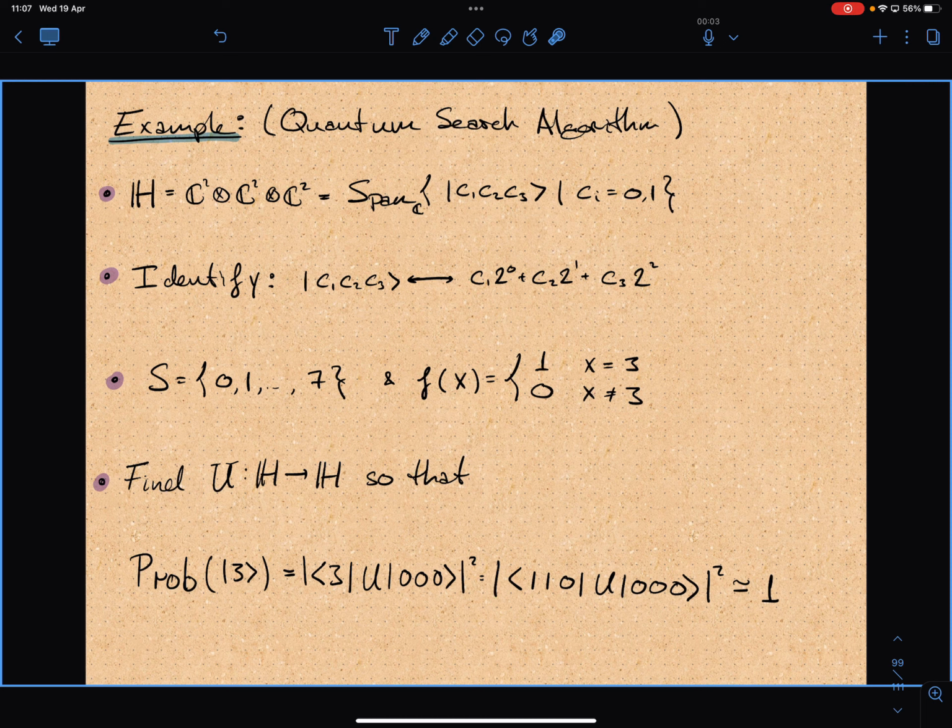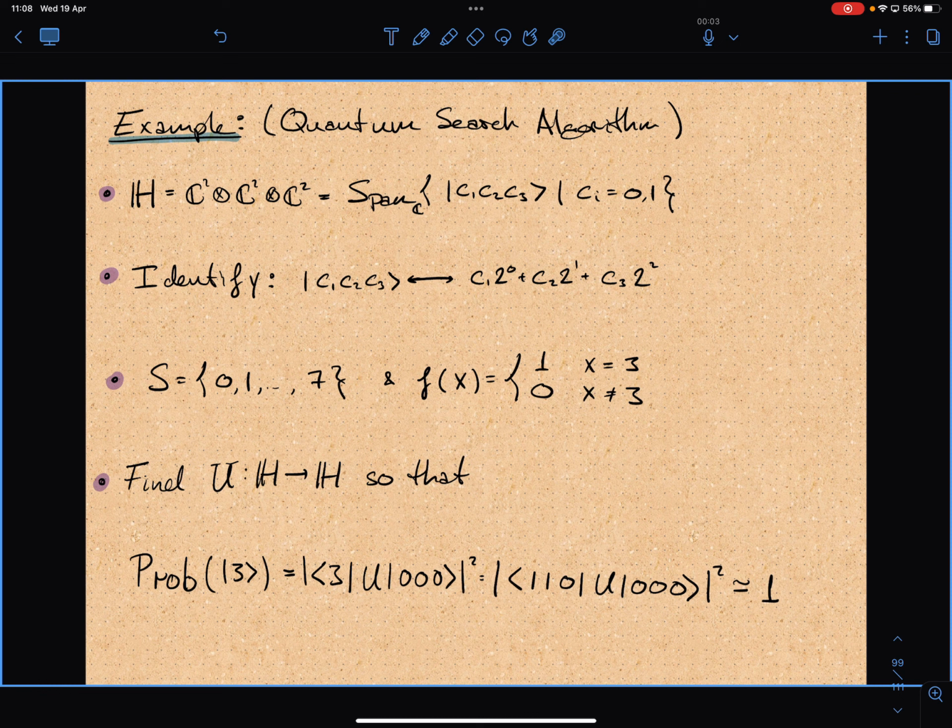The example that we're going to look at is a fairly simple example. It's going to be a quantum search algorithm. And here, the Hilbert space is just three copies of C2. So the basis vectors are going to be given by sequences c1, c2, and c3, where each ci is either 0 or 1. You can think of it as spin up or spin down, but most of the time in the quantum computing literature, it's just 0 or 1. And for each of the basis elements, I identify it with a binary number.